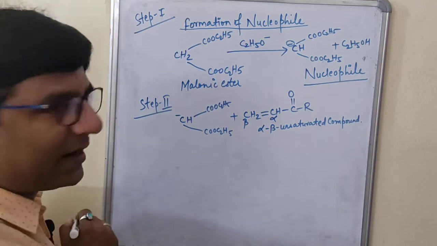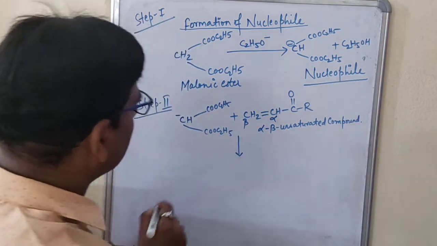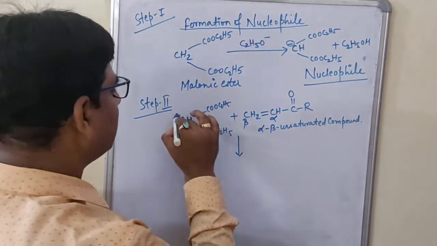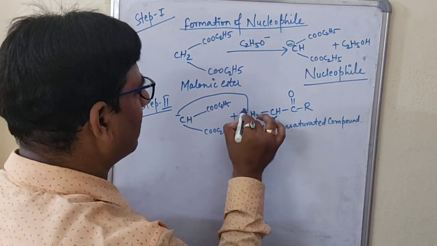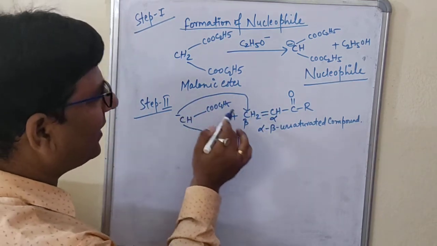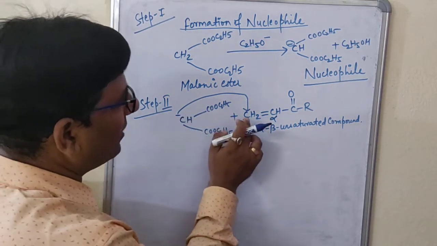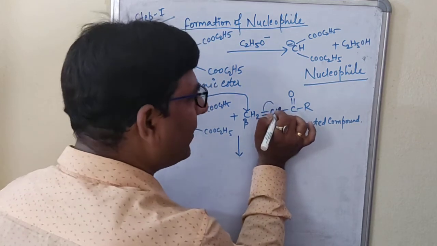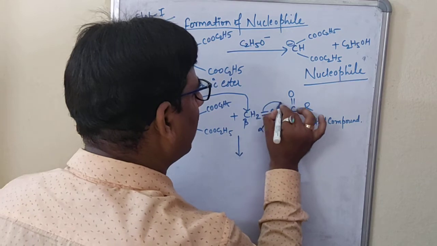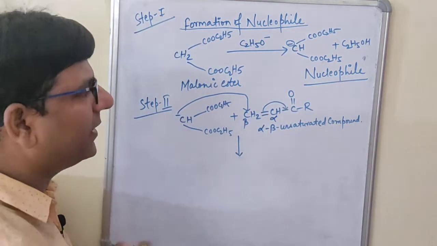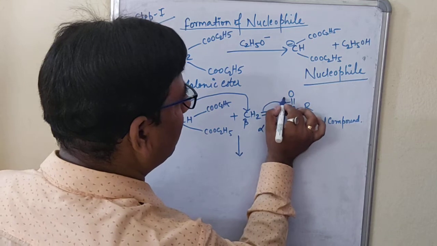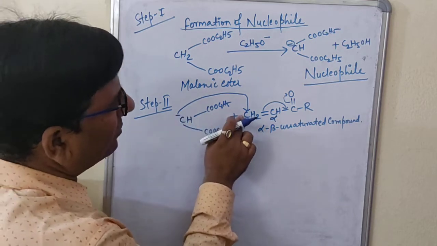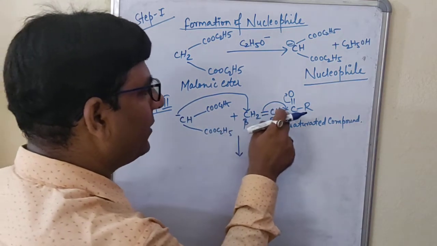Now how will they react? Just see here. This negative charge, or you can say this nucleophile, will go and attack on this carbon. When this negative charge attacks this carbon, what will happen? As a result, this bond will break and move up. This negative charge has attacked this carbon atom, so this bond shifted to this side.